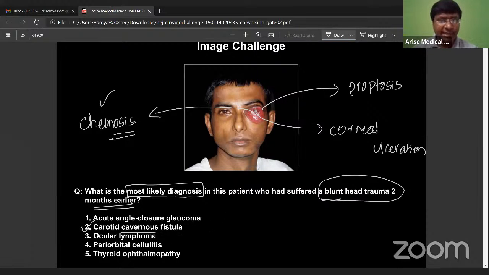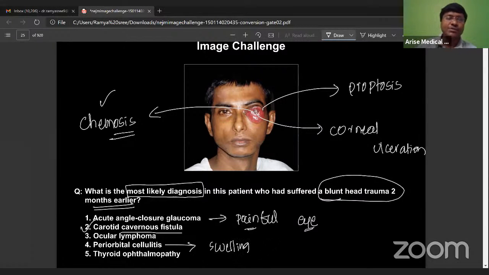Now, in case of acute angle closure glaucoma, you will have a very painful eye. And in case of periorbital cellulitis, only in the periorbital area, you will have the presence of swelling. You don't have chemosis and corneal ulceration in periorbital cellulitis. And in case of thyroid ophthalmopathy, you will have the presence of only proptosis. That is nothing but your Graves' ophthalmopathy. We will move on to the last question.